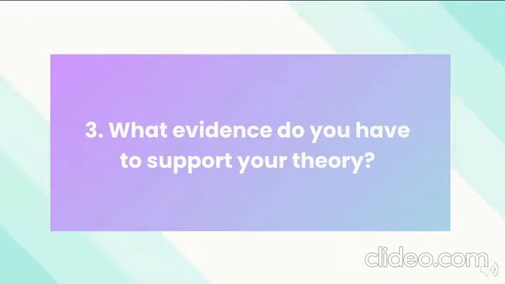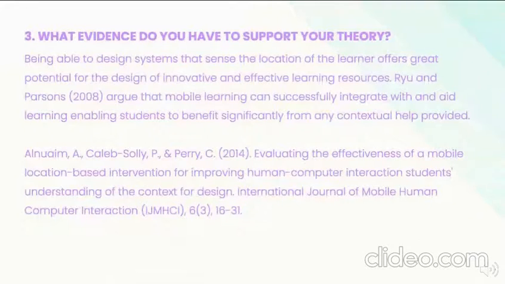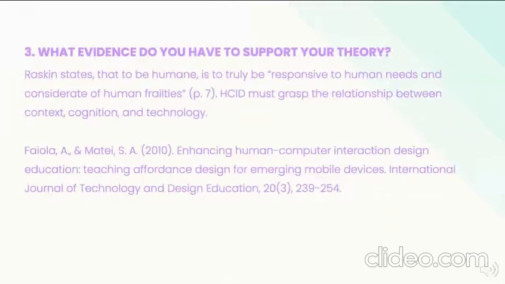And so what evidence do you have to support your theory? So we have a few. Being able to design systems that sense the location of the learner offers great potential for the design of innovative and effective learning resources. Ryu and Parsons, 2008, argue that mobile learning can successfully integrate with and aid learning, enabling students to benefit significantly from any contextual help provided.